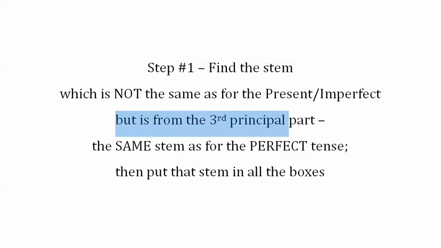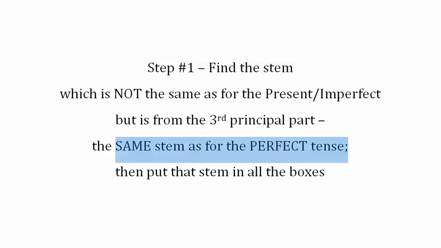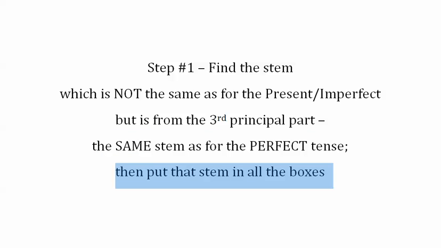The correct stem comes from the third principal part of the dictionary definition. So you want to ignore the first principal part. You want to ignore the infinitive. It's that third word that always ends in long I. That's where you need to find your stem. In fact, this is the same stem that you used for perfect tense. So perfect and pluperfect tense are going to use the exact same stem. The only difference is that they have their own endings. So we're going to find that stem, and then we're going to put it in all the boxes on our chart.